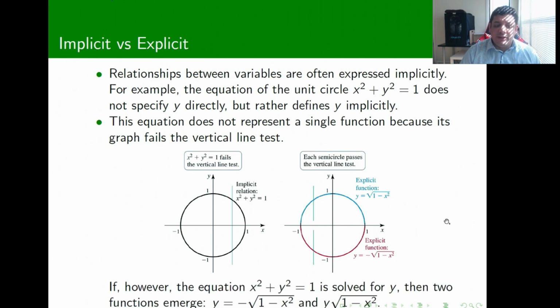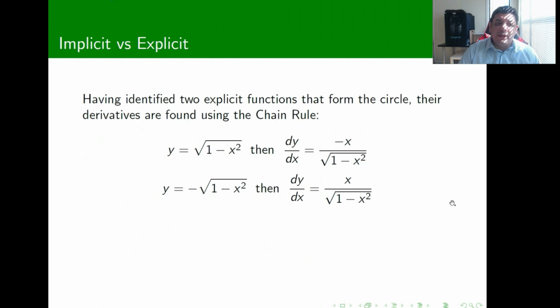So now in the common situations, we have identified 2 explicit functions that form the circle, and we can get the derivative using the chain rule. So if we have y equals square root of 1 minus x squared, then dy dx is going to be minus x over square root of 1 minus x squared. And similarly in the case of the negative root, we're only going to change the sign over here.